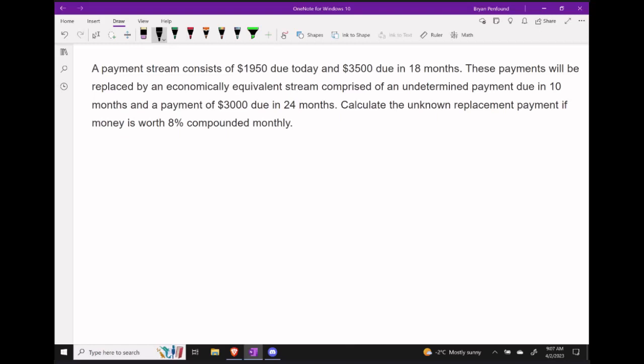Suppose a payment stream consists of $1,950 due today and $3,500 due in 18 months. These payments are going to be replaced by an equivalent stream comprised of an undetermined payment due in 10 months from now and a payment of $3,000 due in 24 months. Let's try to figure out the unknown replacement payment if we know that money can earn 8% compounded monthly.